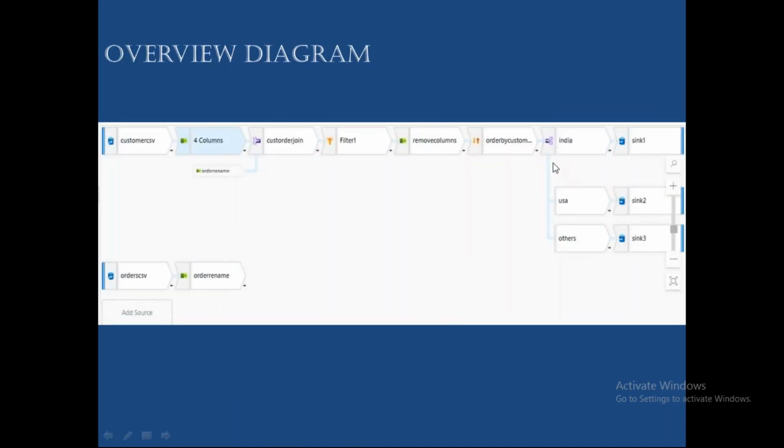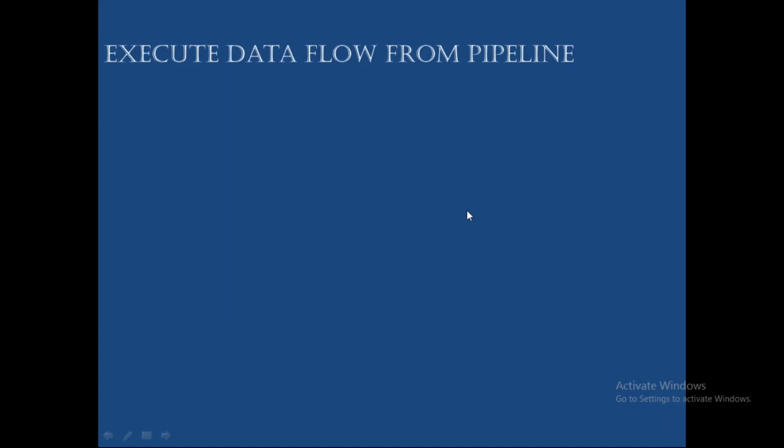This is how I'm going to design our data flows. This is how I already designed it, but anyhow we are going to do it again from scratch. So customer.csv and orders.csv: you just rename them, I'm joining the records, then filtering. After filtering I am removing some of the columns, and this order by customer ID is nothing but a sort. Then the conditional split divides the data based on the condition: India records here, US records, other records. India records I am writing into sink 1, US records into sink 2, other records into sink 3. I will show you all of this from scratch, do not worry.